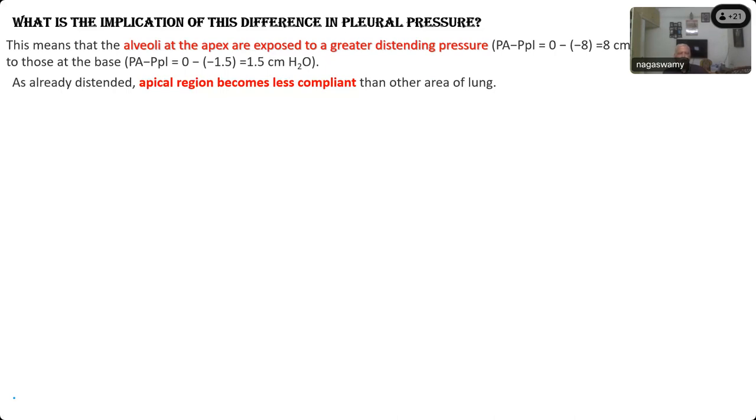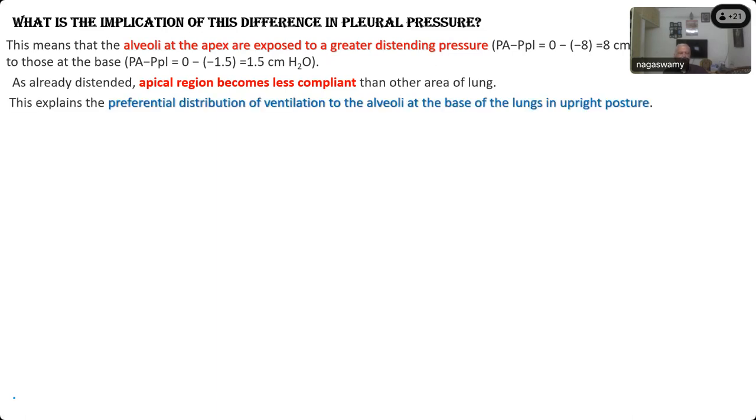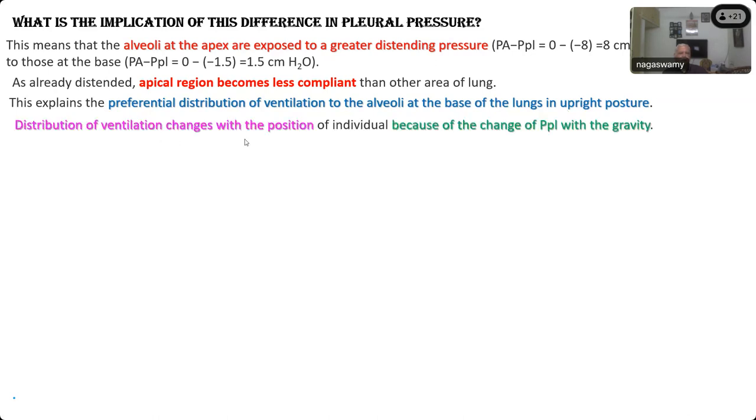Because of the greater distending pressure, and already being distended to some extent, the apex is less compliant compared to the base. So whenever you want to improve oxygenation, you must aim to ventilate the basal portion more than the apical portion. That is why, in the COVID time, all of you would have known, we put the patient in prone ventilation so that the bases are aerated well to improve the oxygenation. The main idea is to ventilate the basal zones better because they will be more compliant compared to the apical zones. So this explains the preferential distribution of ventilation at the base of the lung in the upright posture also. So distribution of ventilation changes with the position because of change in the pleural pressure with gravity.